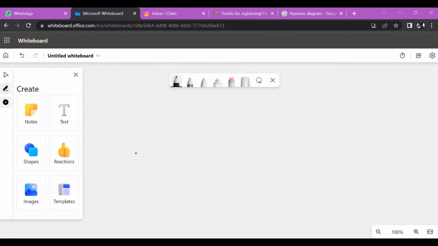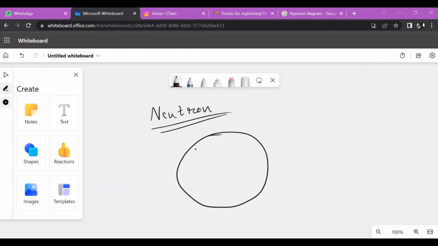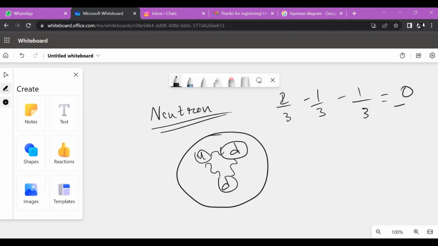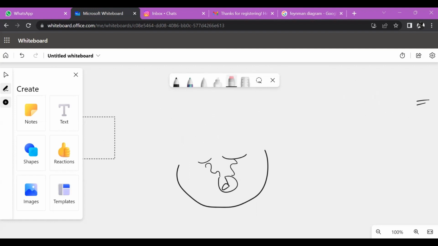Whereas if we take a look at a neutron, it's an up quark, a down quark, and another down quark. Again, if we use the same table, a neutron has a charge of 2 by 3 minus 1 by 3 minus 1 by 3, which is equal to 0. It's neutral. All the charges get cancelled out.